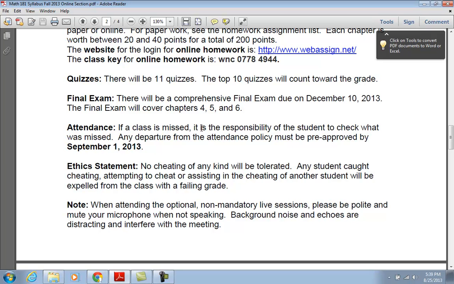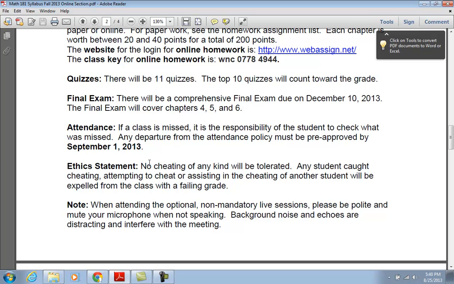If a class is missed, it is the responsibility of the student to check what was missed. Really, the attendance is kind of loose for this class because it's online. There's no mandatory policy of being there, but you really need to check in. At least you need to be online every week, every couple of days really. So try to be online on a regular basis.